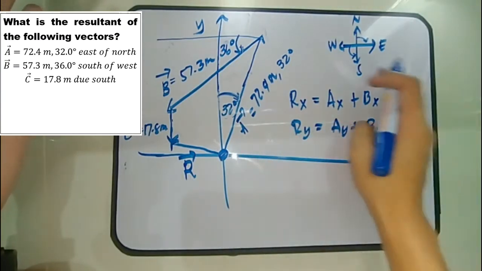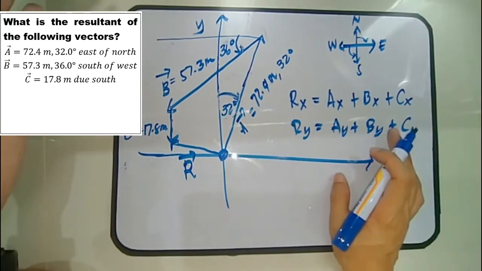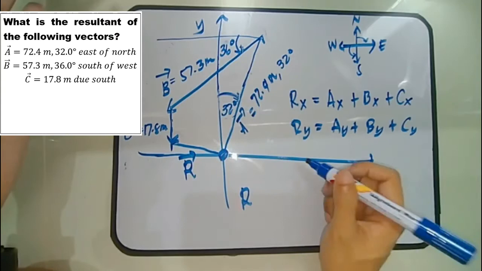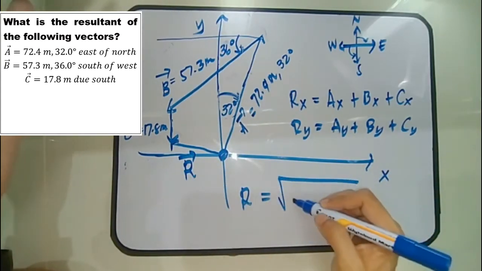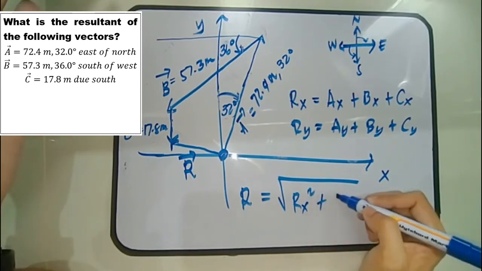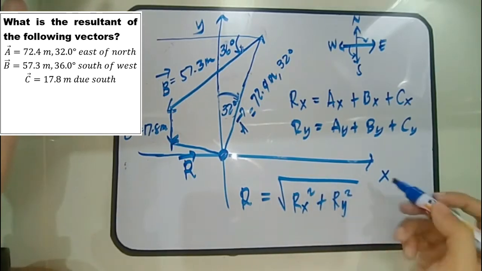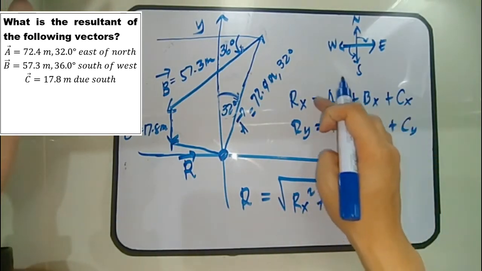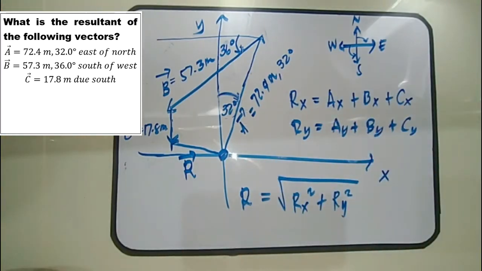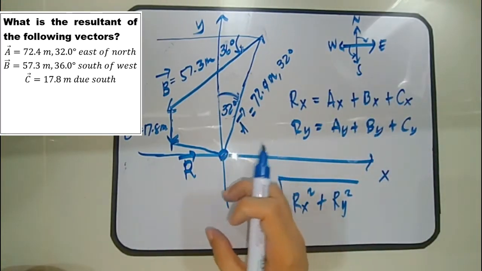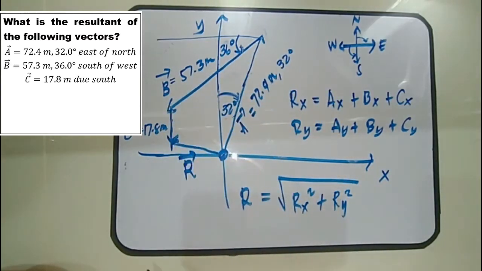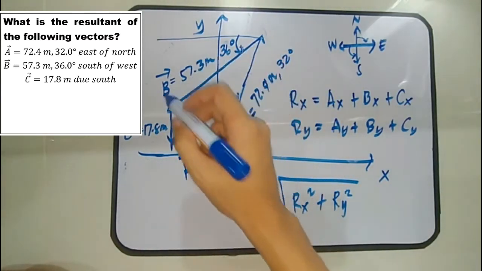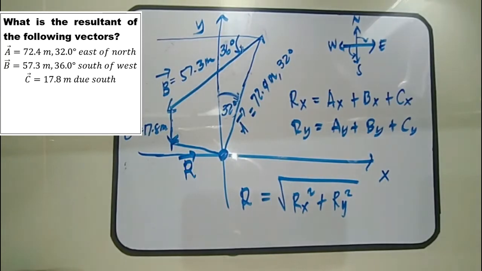So kunin natin guys lahat ng component, then i-add natin yon. So meaning ang magnitude ng resultant vector natin is just the square root of Rx squared plus Ry squared. And we need to find those Rx and Ry. So ang pinakamadaling solution dito guys is of course graphical. So hindi ka na mag-solve, you just draw yung mga arrows natin. So i-scale na lang natin yung mga data.